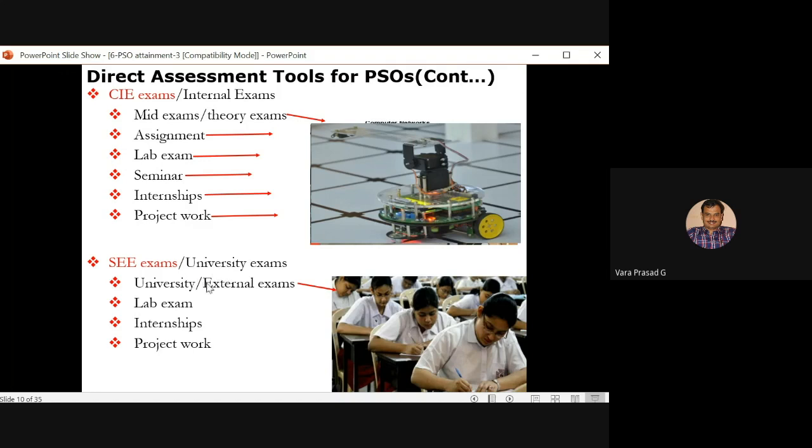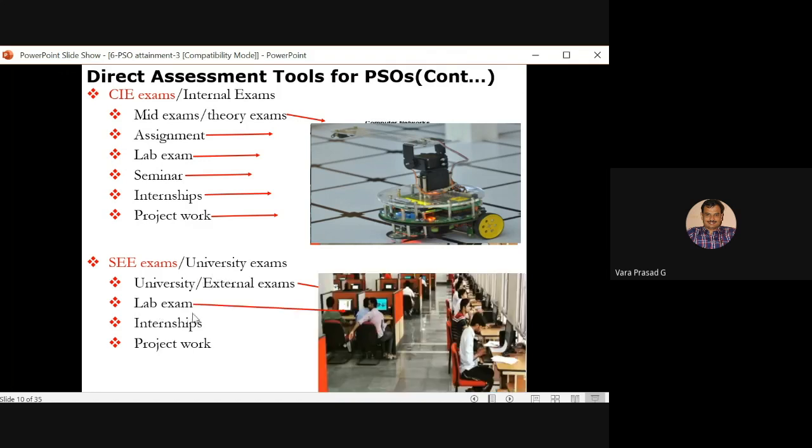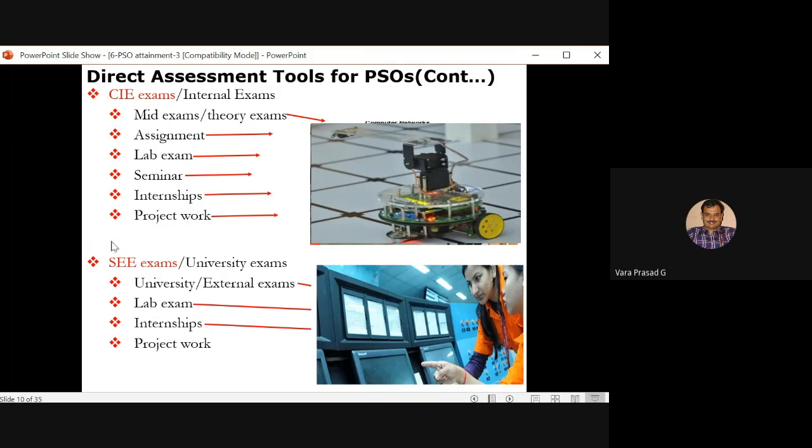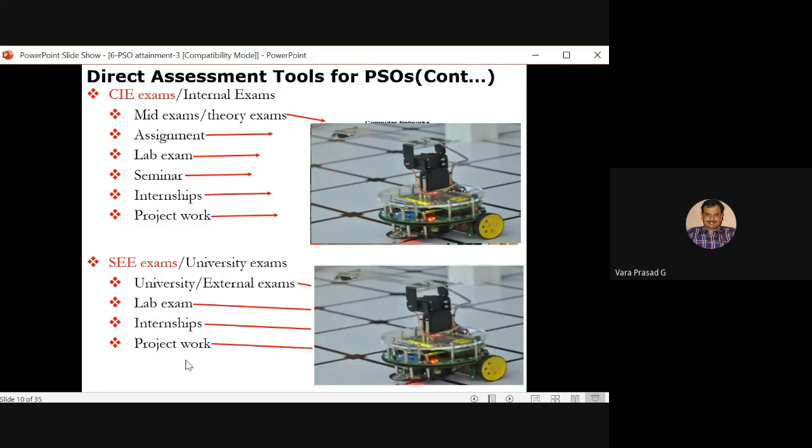Now the university will also conduct lab exams, and based on their performance, the university will also allocate the marks. Even during the semester end exam, the student has to undergo the internship exam, and based on the performance the university will also allocate marks. In the project work also, the student has to undergo the exam, and based on the performance the university will also mark. In this sense, there are various ways we can allocate the marks. This is the internal, and this is the university exam. If I'm correct, I think everyone is familiar with this process.